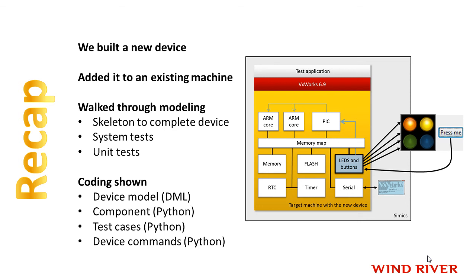To recap, this is what we did in this demo. We built a new device, we added it to an existing machine, we walked through the modeling process you employ with Simics, we took a device from a skeleton to a complete device, we did some system tests on a complete system, and we used unit tests on the individual device to drive the modeling. We showed how you code in DML to build a device model. We showed the Python language coding used for Simics components, which connect up the system, the test cases, and the custom device commands.